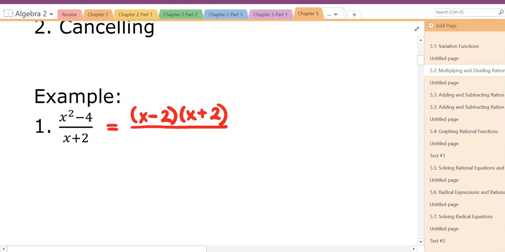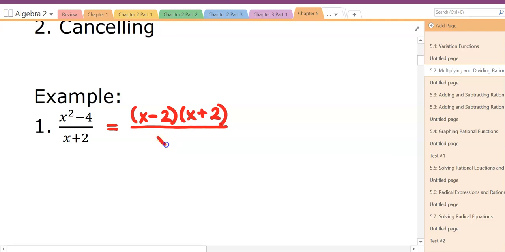Anytime you do a difference of squares, you have two parentheses. They each are going to get an x. For this one, the square root of 4 is a 2. And you have to have one positive, one negative. That way, if I FOILed it, my middle terms would cancel each other out because they would have opposite signs.